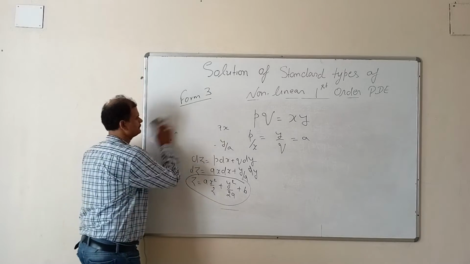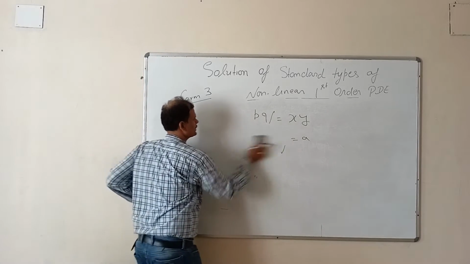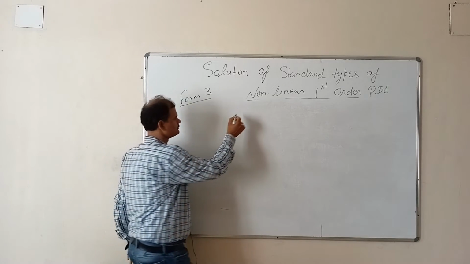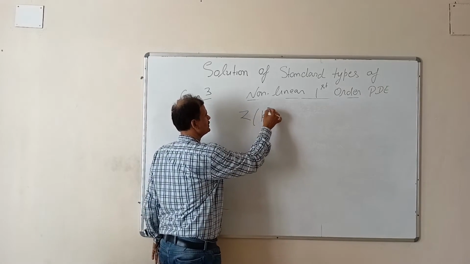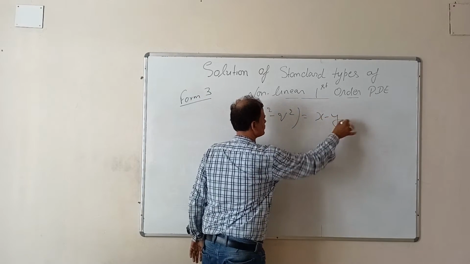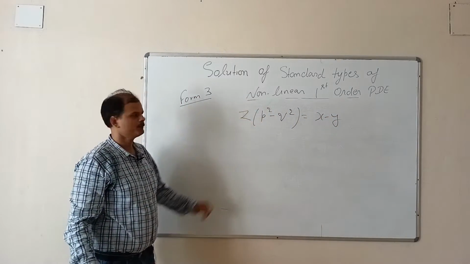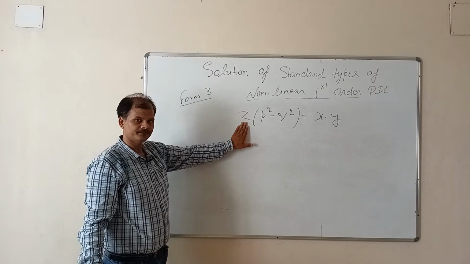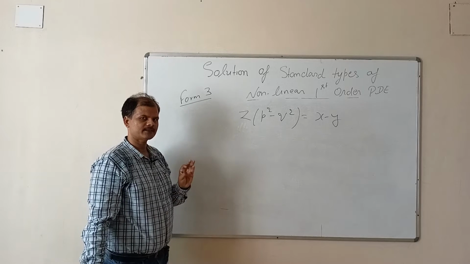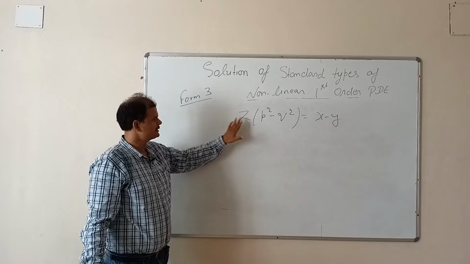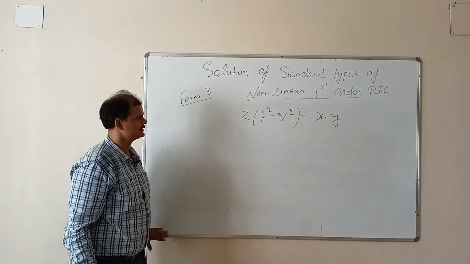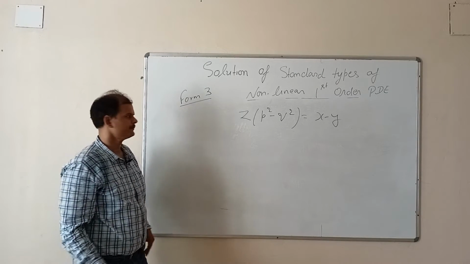Now I will take the third problem based on form 3, that is z(p² − q²) = x − y. If you see here, z is extra, because in form 3 we need only x, y, p, q, but z is extra. So this z we can manage, right? Let us see how to manage this z using the same substitution.